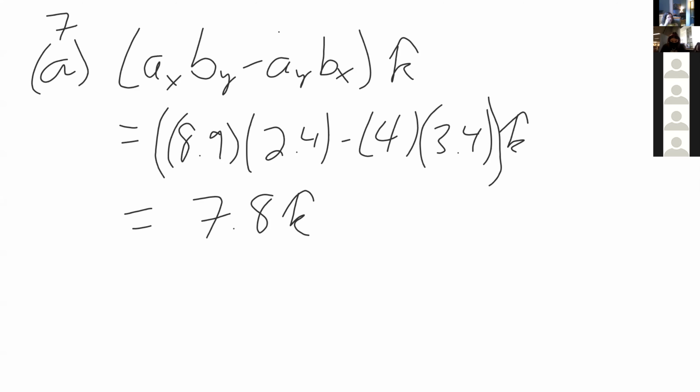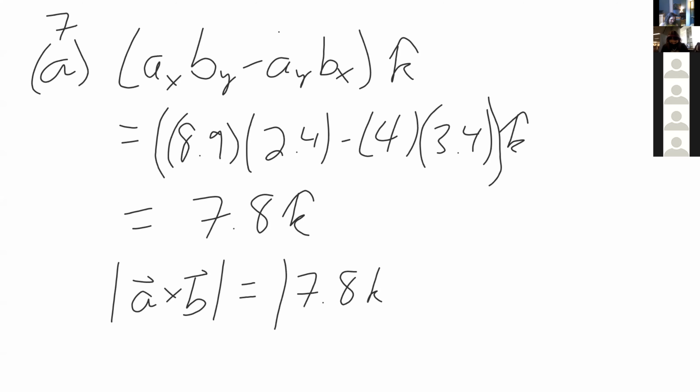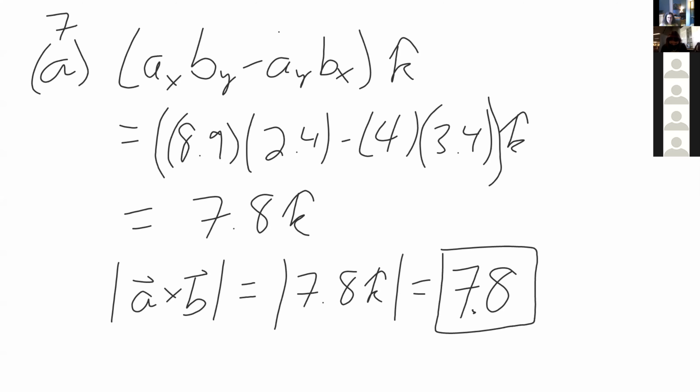Now, as a note, they ask us for the magnitude of the cross product in part A, and the only way that they do that is by having the vertical lines around the cross product definition. So the magnitude of A cross B is equal to the magnitude of 7.8 k-hat, and as I've already discussed several times, that's just whatever the coefficient is on the k-hat, so it would just be 7.8.